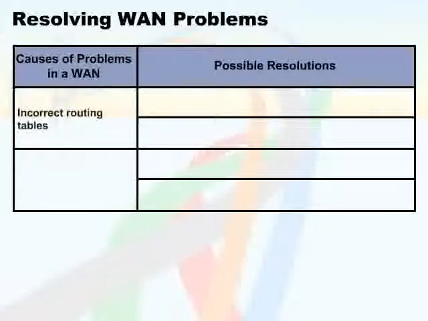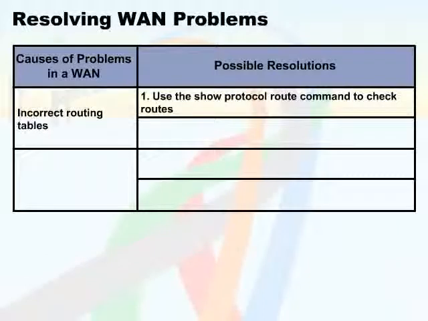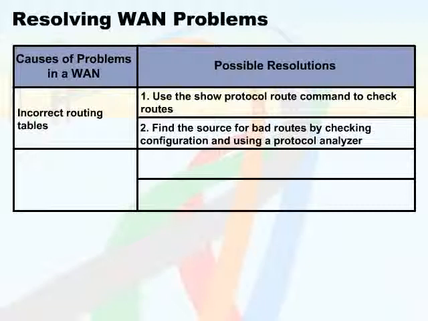In the case of incorrect routing tables, we can use the show protocol route command to check the routes. In addition, we find the source for bad routes by checking the configuration and using a protocol analyzer.